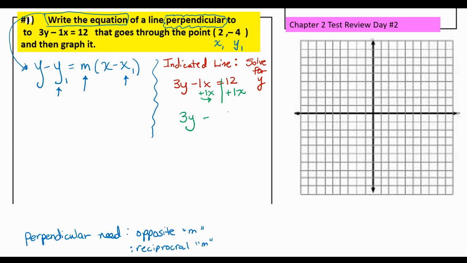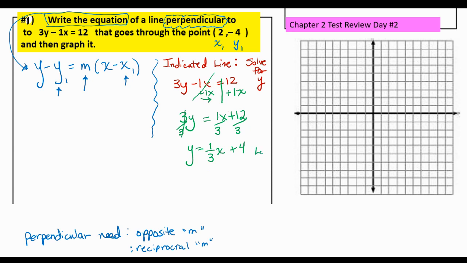So 3y is equal to 1x plus 12. Divide each side, or divide each item by 3. So your y would be equal to 1/3 x. 12 divided by 3 is 4. Okay, so we solved for y.